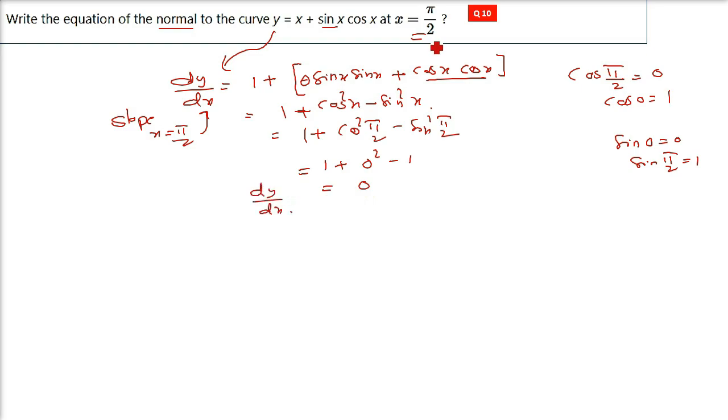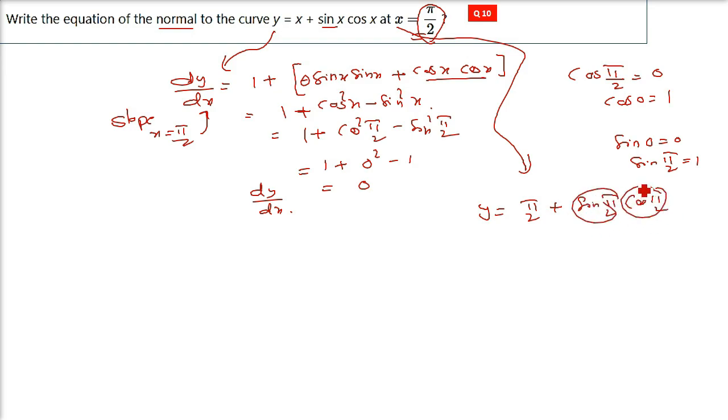Now one more thing. See, x is equal to pi by 2. Because you want an equation for that, you need y also. If x is equal to pi by 2, you need a y also. So y is going to be equal to, putting x as pi by 2, pi by 2 plus sin pi by 2 cos pi by 2. Now sin pi by 2 and cos pi by 2 are complementary. That means if one is 1, the other is 0 by default. So the value will be 0 and only pi by 2 is left. So what are the x and y values? Pi by 2 and pi by 2.